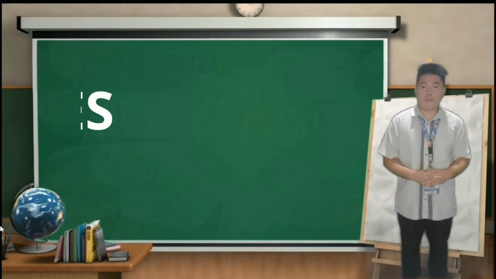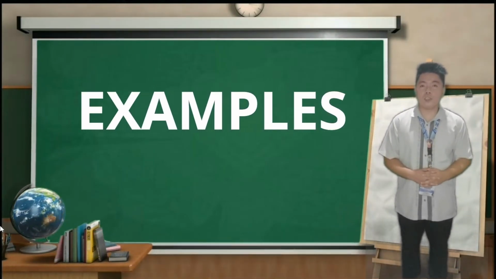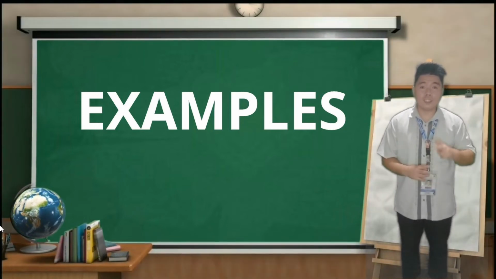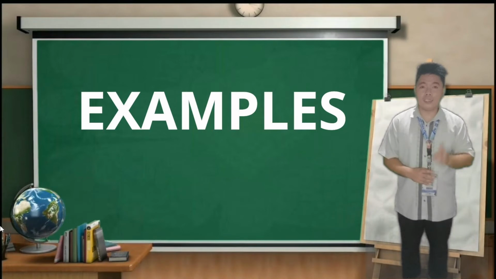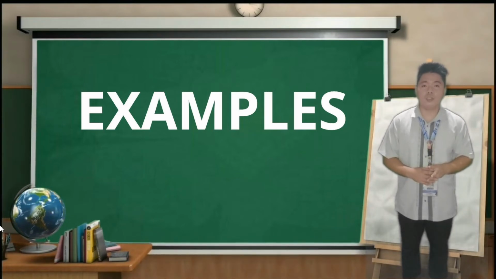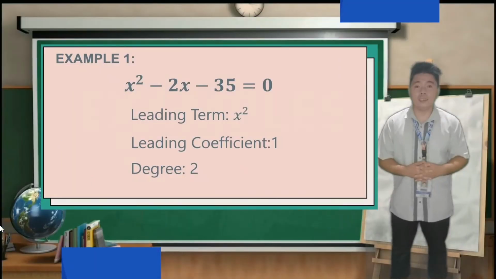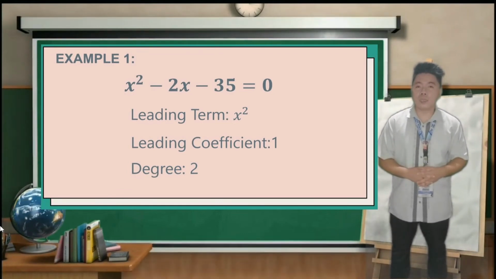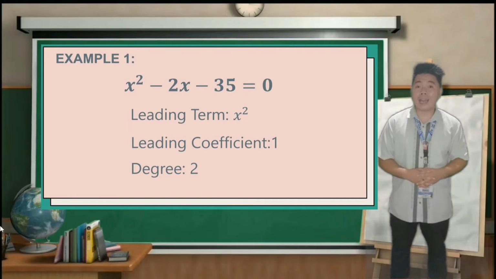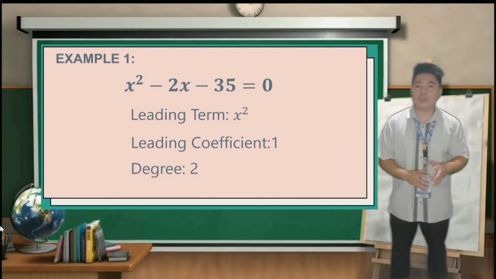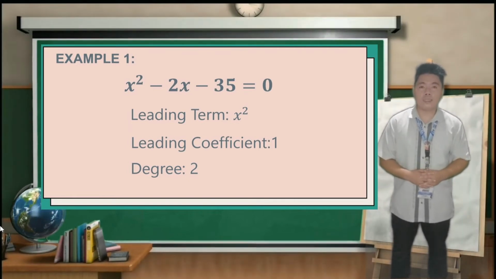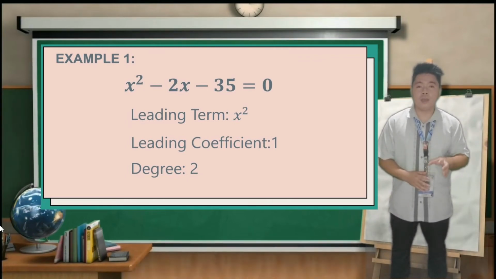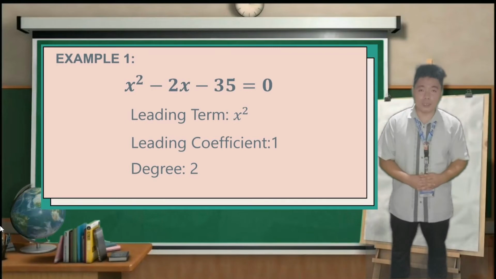Okay, learners, from that given polynomial equation, let's now identify the leading term, leading coefficient, and the degree of the polynomial equation. We start with the leading term. We can identify the leading term by just looking for the term with the highest exponent. From the given example, we can see that the highest exponent is 2, so our leading term is x squared.